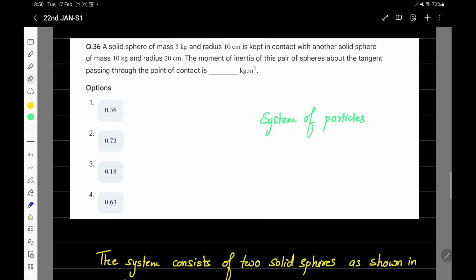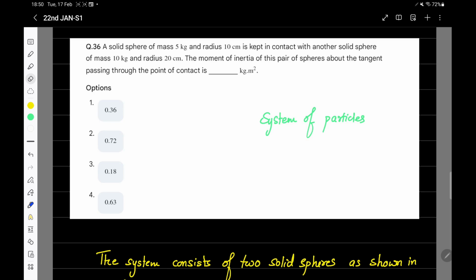Hello students, today we are solving a question on system of particles and rotation from 22nd January shift 1 of JEE Mains 2026. The question says, a solid sphere of mass 5 kg and radius 10 cm is kept in contact with another solid sphere of mass 10 kg and radius 20 cm. The moment of inertia of the pair of spheres about the tangent axis passing through the point of contact is dash kg meter square.